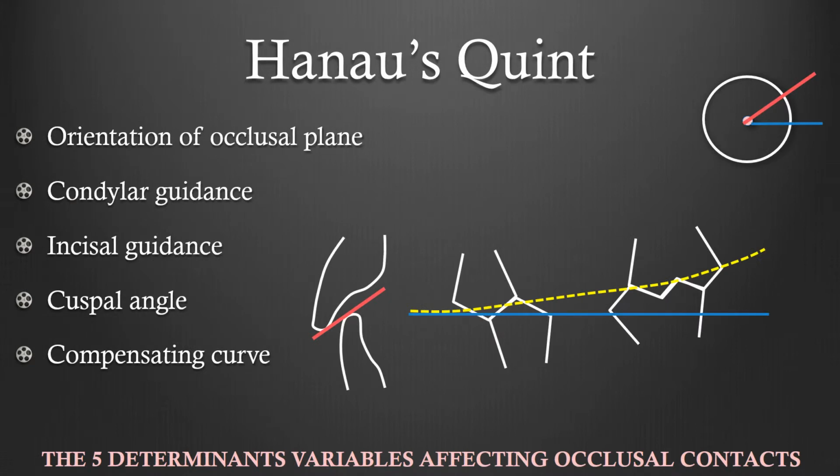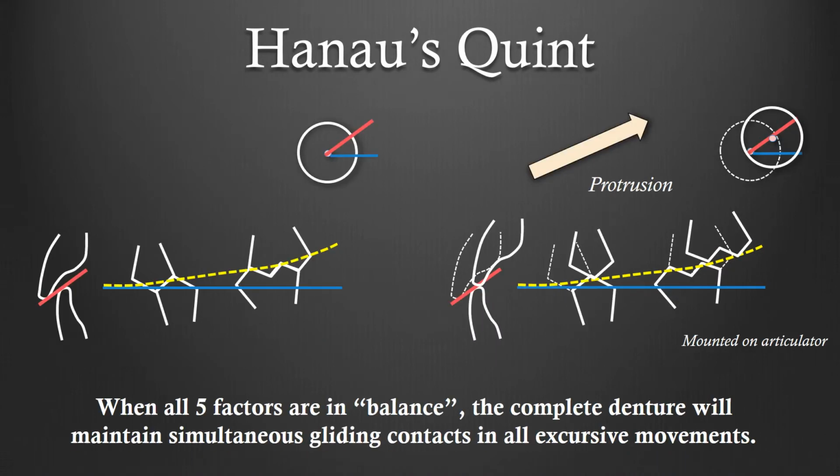With regards to Hanau's quint, there are 5 determinant variables affecting occlusal contacts in complete dentures, including orientation of occlusal plane, condylar guidance, incisal guidance, cuspal angle and compensating curve. Pertaining to these 5 factors, condylar angle is a patient factor and you cannot alter it. Occlusal plane cannot be changed significantly due to the functional requirement. Therefore, the other 3 factors might be altered to maintain the balance without compromising the aesthetics and phonetics.